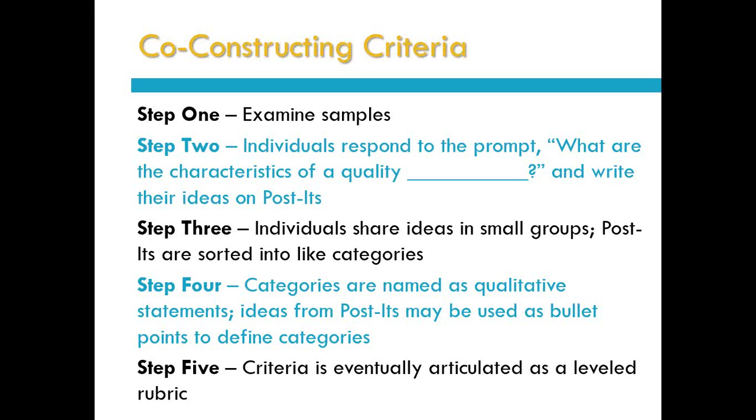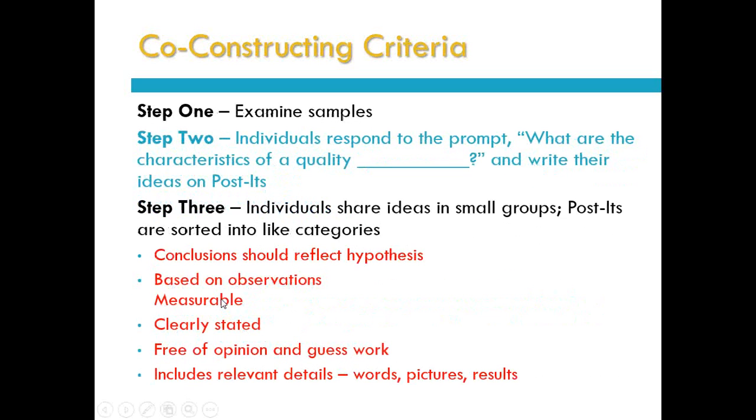Ultimately, these categories turn into some sort of qualitative statements, ideas around what quality looks like, what it feels like, what it sounds like. And within these categories, you might use some of the ideas from the Post-its to generate a bulleted list. If you're thinking ahead, you get this notion that what we're eventually building here is a rubric. It doesn't necessarily have to turn into a rubric, but you definitely have laid the groundwork for one by following this process.